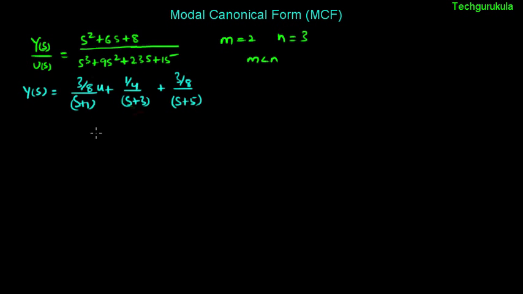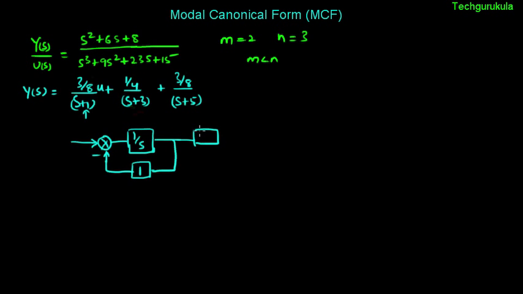For the first term, if this is the input, we have a summation block with negative feedback. In the forward path, we have 1 over s, the integrator, and in the feedback path, we have 1 because the a value here is 1. Now this will be multiplied by a value of 3 over 8, and this will be the output, assuming this is u of s. So this is only for the first term.